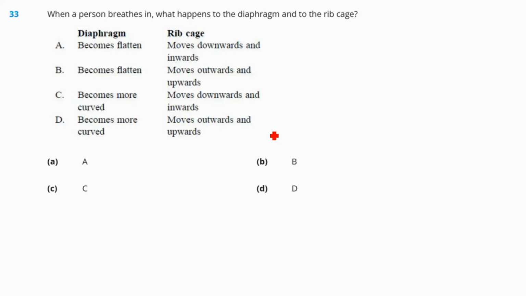Question number 33. When a person breathes in, what happens to the diaphragm and to the rib cage? So as we inhale, what happens? The diaphragm becomes flat. Okay. And the rib cage moves upward and outward so that there is a space created and thus the air can get inside the body. So our correct answer should be option B. The diaphragm becomes flat and the rib cage moves outward and upward.